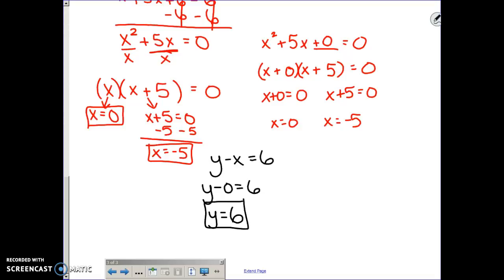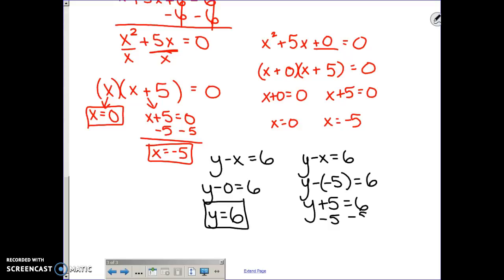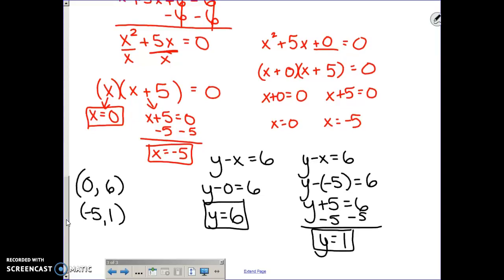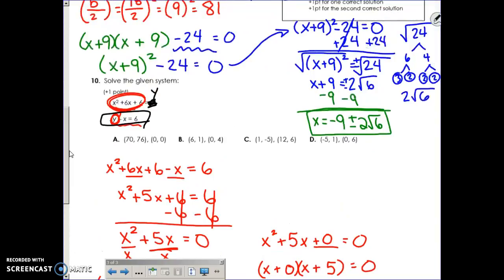All right, well, that wasn't too bad. Same equation, but now we're plugging in negative 5. Y minus negative 5 equals 6. Y plus 5 equals 6. Subtract 5. That means when x is negative 5, y is 1. That means my 2 points are (0, 6) and (-5, 1). Let's go back up here and find those answers. Right there. There's your answer.